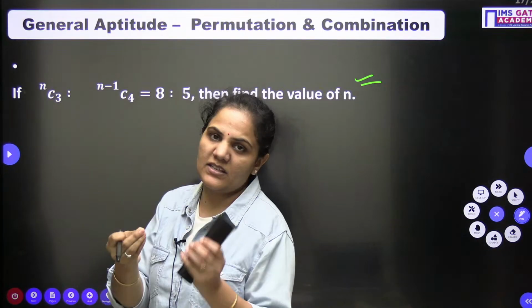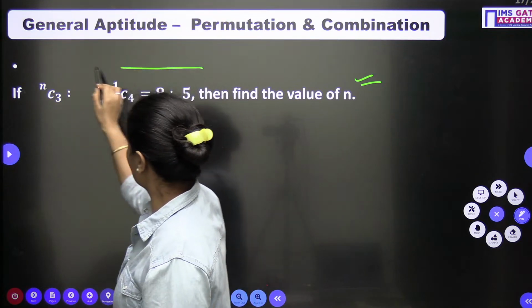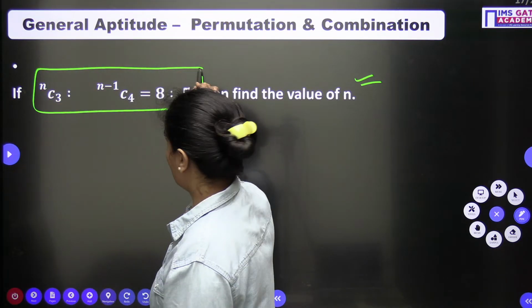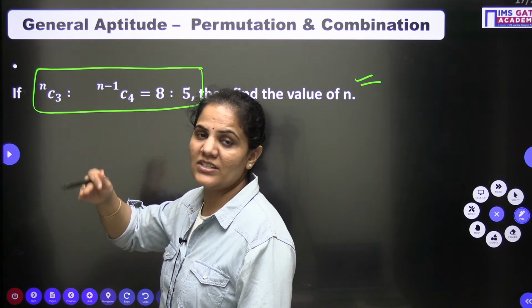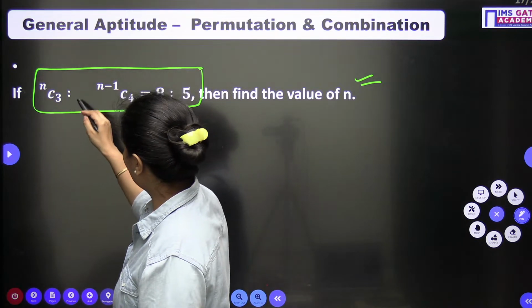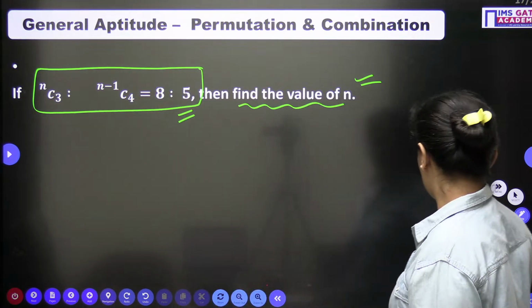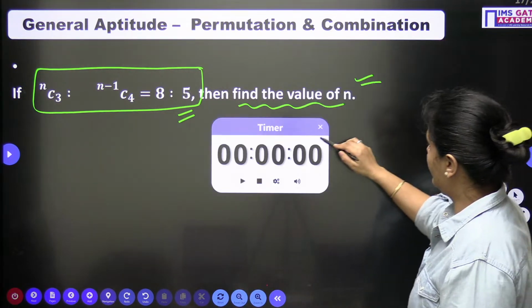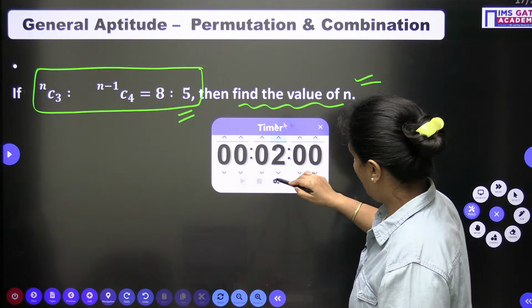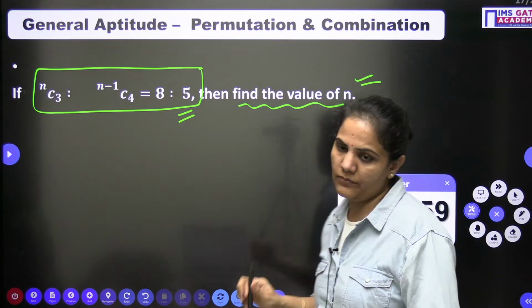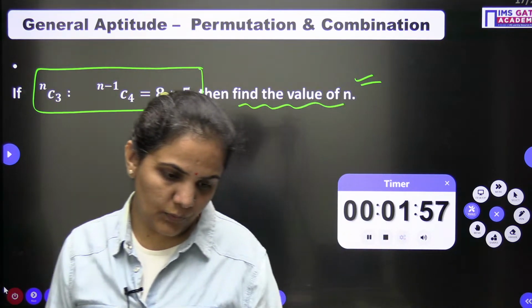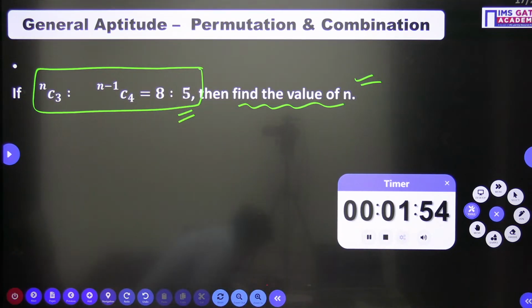Now let's come to the next question. This is a question with a simple twist. The question comes with permutation or combination including a ratio. So nC3 is to (n minus 1)C4 is equal to 8 is to 5. Then find the value of n. You need to find out the value of n, kids. How to find out the value of n? Let's go for it. A simple question. If you can understand the sense, you can approach this very easily.